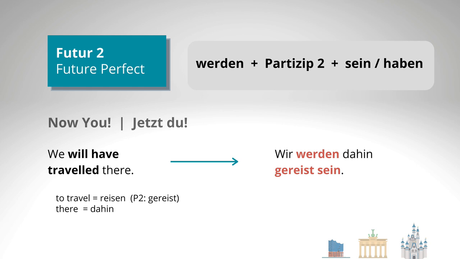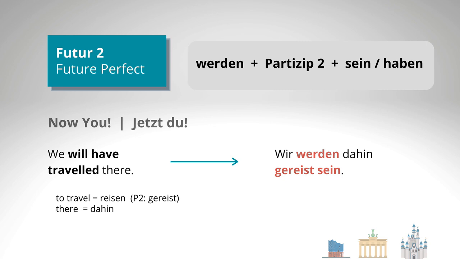Gereist. Now the only question that remains is whether we use sein or haben. And because to travel or reisen involves some kind of movement or change, we use sein. So the end of the sentence is gereist sein. The only word that's remaining is there. In German, dahin. And as we learned, in German we squish it between werden and the Partizip 2. So the sentence is wir werden dahin gereist sein. We will have traveled there. Wir werden dahin gereist sein.